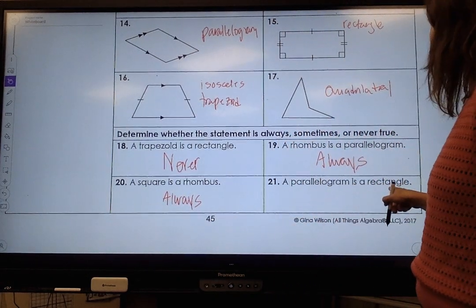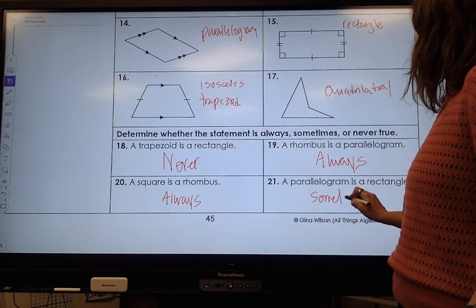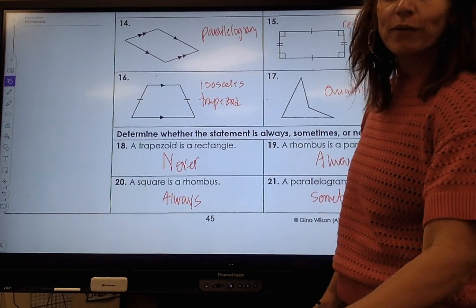A parallelogram is a rectangle. Sometimes, not always. Sometimes it can be a rhombus. Sometimes it can be a square. So that's how we fill that out.